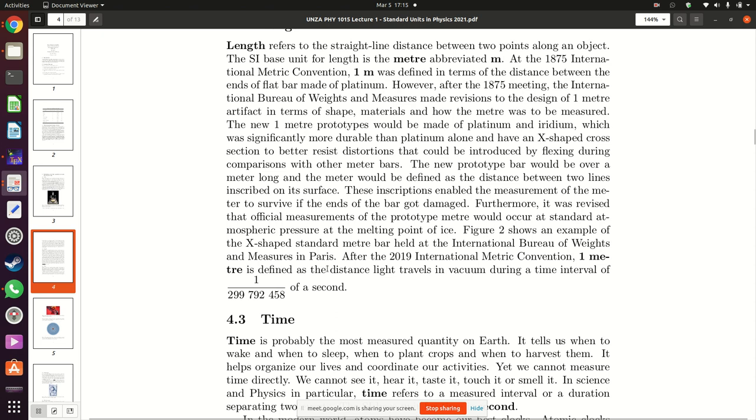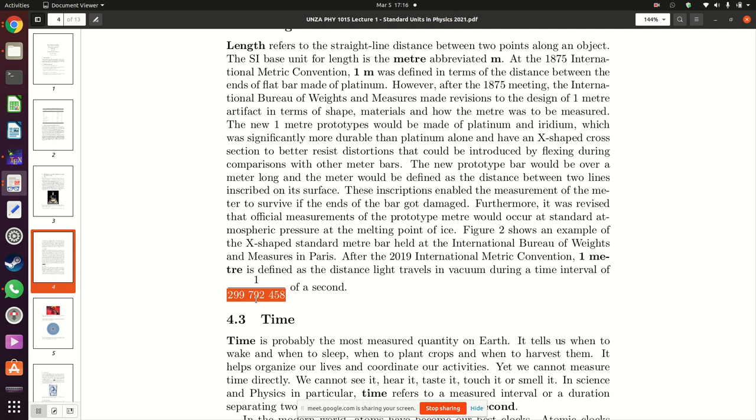And how was this done? Well, we know that the speed of light is this value here, 299,792,458 meters per second. So that's how much distance light travels in a second. With that distance, if you divide it into 299,792,458 equal parts, what you're going to end up with is a 1 meter distance by definition.